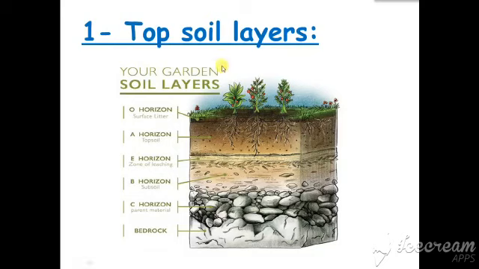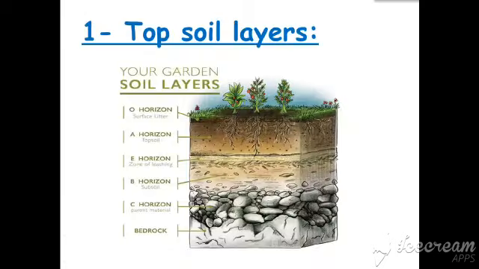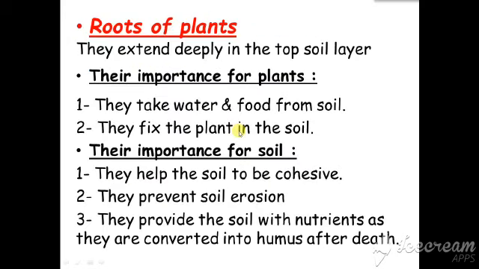Let's start with number 1, the topsoil layer. This is the topsoil layer. It contains the roots of the plants, leaves of plants, living organisms such as earthworms and ants, and humus, and small pieces of rocks may be found.